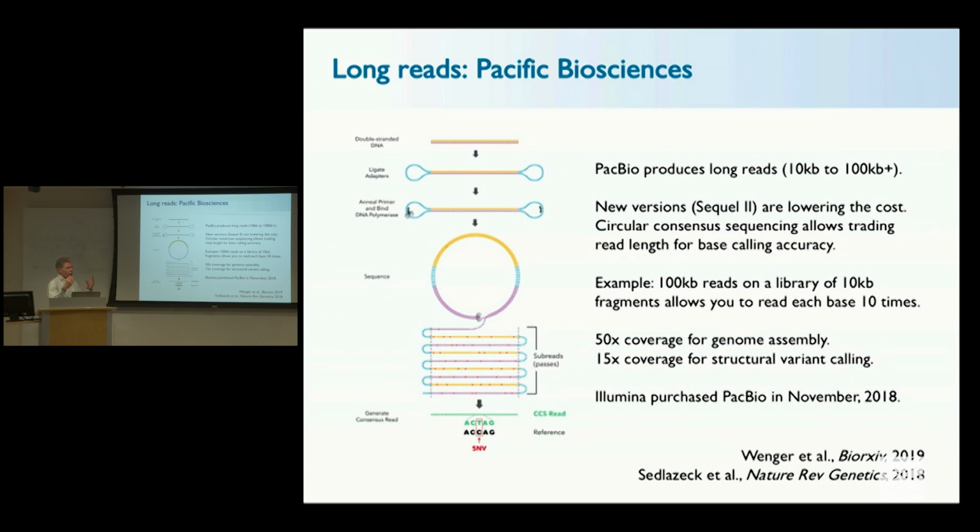And when you do that, even though the original read has a very high error rate, you can do error correction because you've read the same base maybe 10 times. And so you can correct it and get a much higher base accuracy. So you can do this trade-off where you make smaller reads but with higher accuracy.